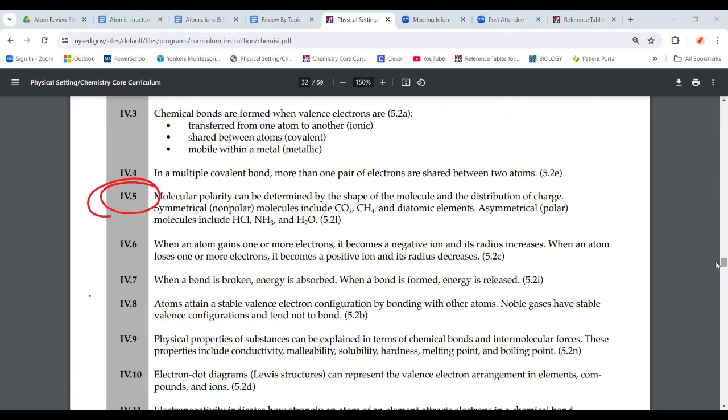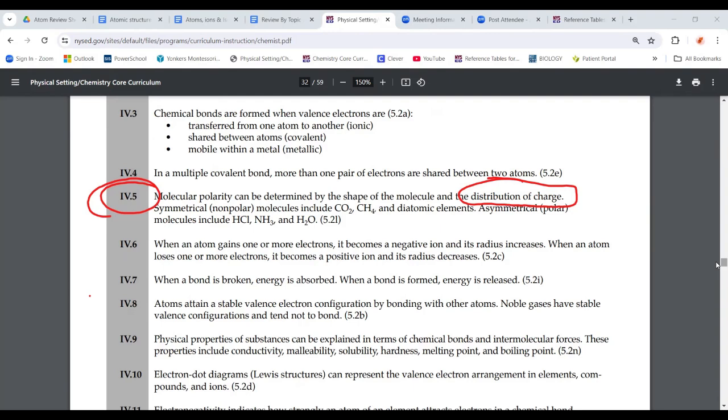There it is. Molecular polarity can be determined by the shape of the molecule and the distribution of charge. If you don't understand what that phrase means, you really got to sit with it. Distribution of charge. What's distribution mean? How is the charge spread around? Like, if I were distributing cupcakes in class, did I distribute them fairly and evenly to everybody? Or did I give like five people all the cupcakes? That would be an uneven distribution of cupcakes, right? It would not be fair.